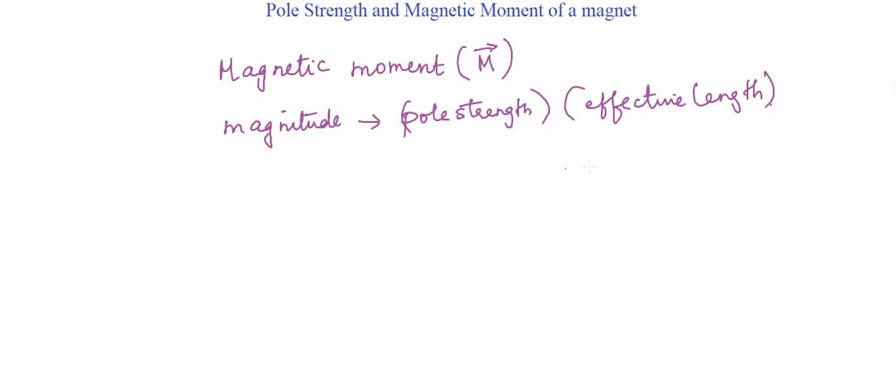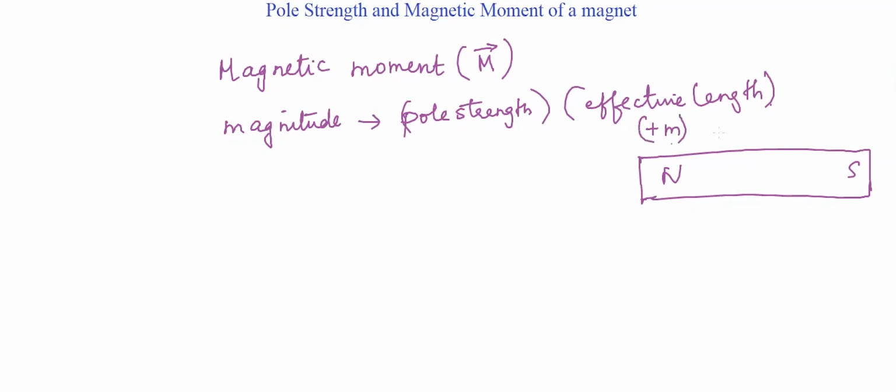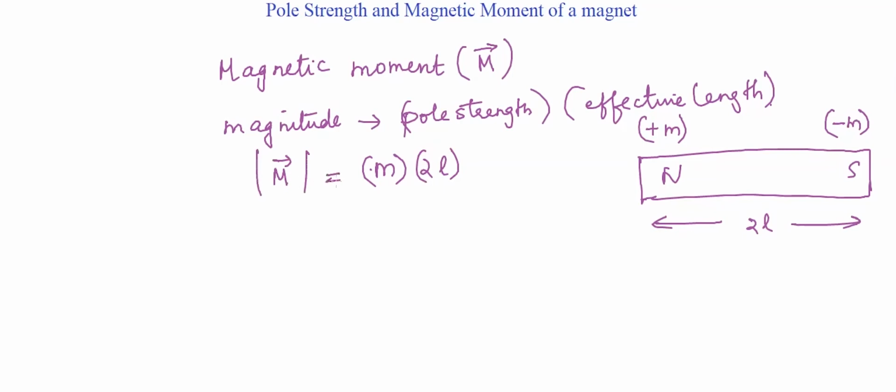Which means if you have a bar magnet, as shown in the figure, with magnetic pole strength plus m and minus m for the north and south poles, and the effective length is 2L. In that case, the magnetic moment magnitude is given as m into 2L. So that will be the magnitude of magnetic moment.